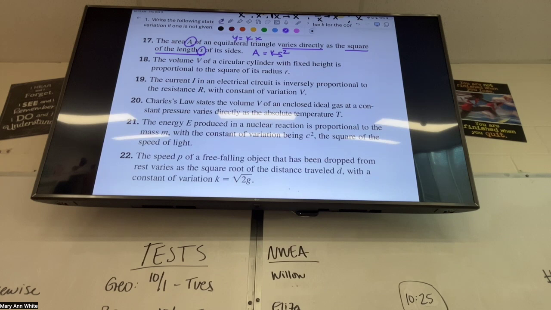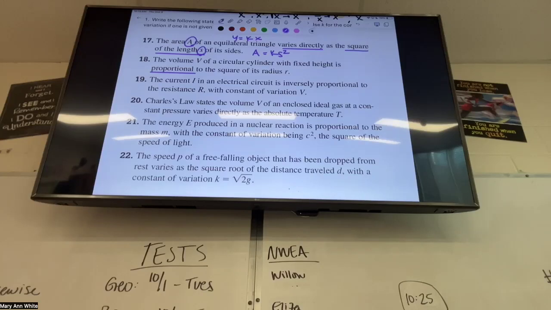Next one says volume V of a circular cylinder with fixed height is proportional to the square of its radius R. I know this one doesn't say direct or inverse, but we have to assume if nothing specified that it's direct. It is directly proportional. So I'm still going to use y equals kx.